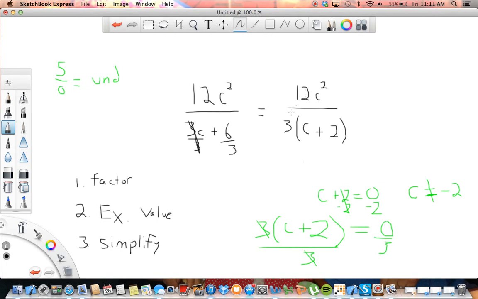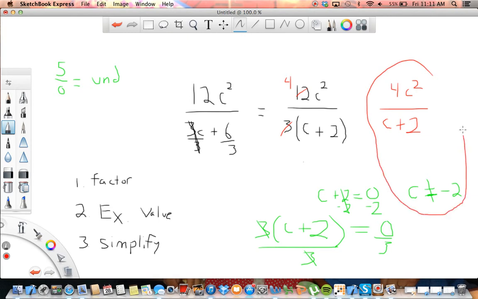We've got 12 divided by 3. And what is 12 divided by 3 going to leave me with? So we'll cancel that out. 12 divided by 3 is 4. So our final answer then, that's as far as we can go with this, is going to end up being 4c squared over c plus 2. And so this and my excluded value are going to be my final answer.